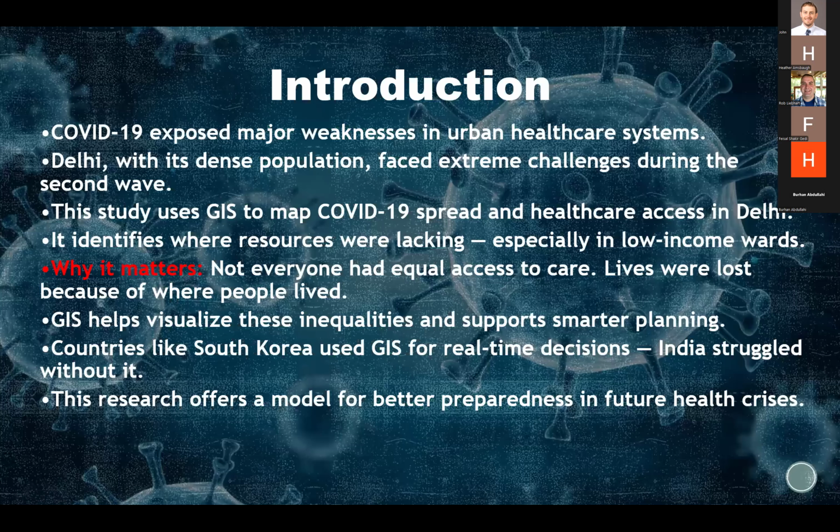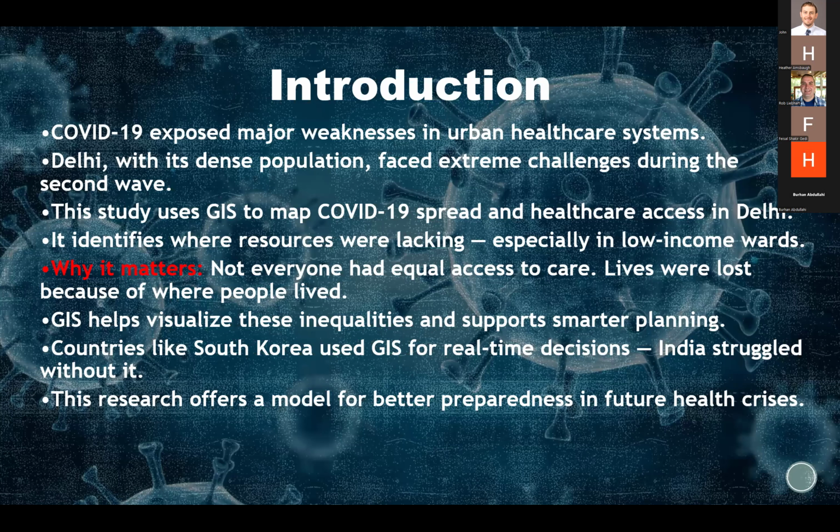So my project used GIS to analyze where COVID-19 cases were concentrated, where the healthcare resources were located, and how testing impacted case detection. Ultimately, this project shows how spatial tools can inform better, fairer public health responses.